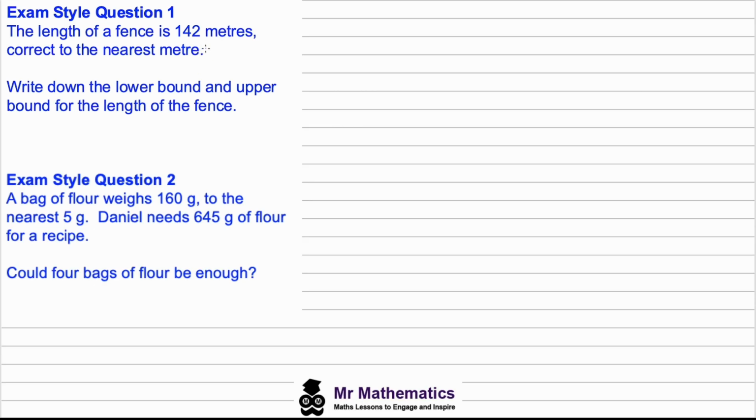Okay, so welcome back. So for question 1, if we draw a quick number line, we've got 142 in the middle. This will be between 143 and 141. Looking at the numbers halfway, the lower bound will be this number, 141.5. And the upper bound, in meters, will be 142.5 meters. Okay, how did you get on?